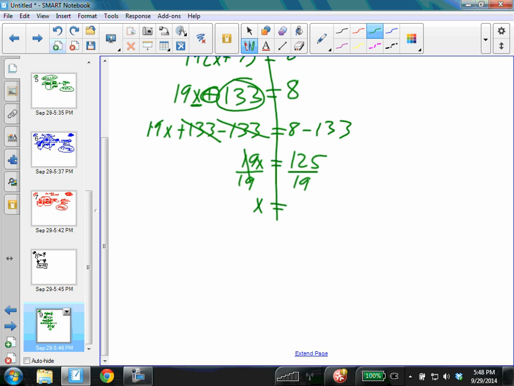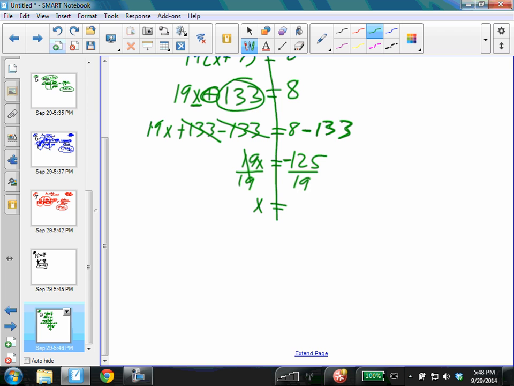Oh, and let me be careful here. I almost made a mistake. This is 8 minus 133, so this 125 should be negative. So that's a negative 125 on top there. Make sure you change that in your notes. Negative 125 divided by 19.